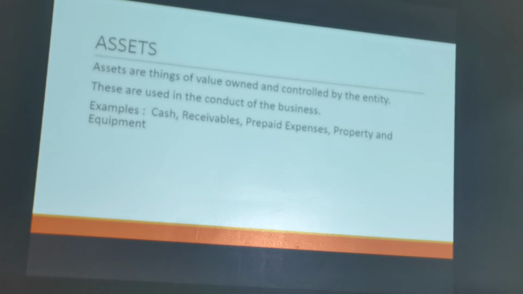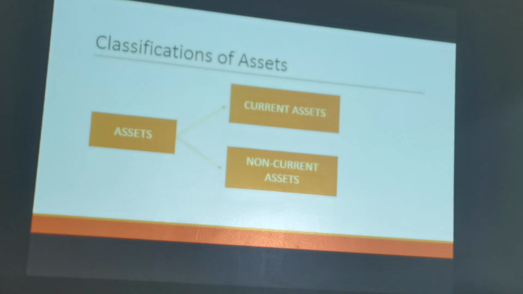Now, what are samples of these assets? You have cash, receivables, prepaid expenses, property and equipment. So, those are the basic and the common items that you find in your asset section. Okay? Now, assets is actually divided into two. It could either be current assets or non-current assets. Okay? Ano yung kaibahan ng current asset?